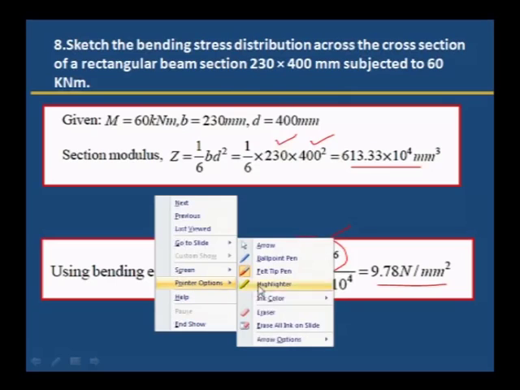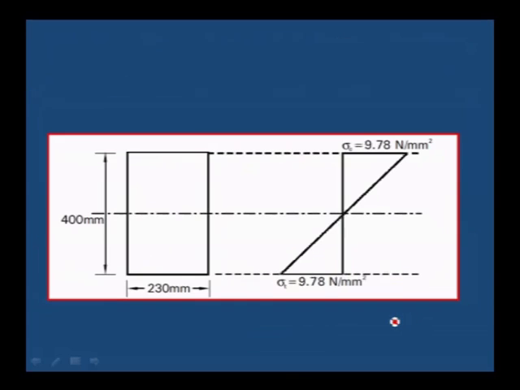Once you have the bending stress, drawing the bending stress distribution is very easy. Just draw the cross sectional details of the beam and then draw a vertical line, and then on the right side 9.78, left side 9.78, drawn according to a proportionate scale, then join these, and you will get the stress distribution in the beam.